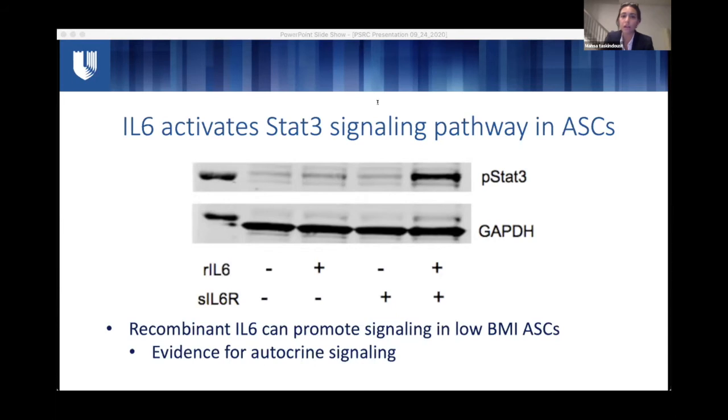that only with the addition of both IL-6 and the soluble IL-6 receptor do you see phosphorylated STAT3 show up. Which essentially indicates the activation of trans IL-6 signaling and activation of the STAT3 pathway in ASCs that were previously low BMI or normal. And of note, this pathway is strongly implicated in inflammation and other pathological processes.